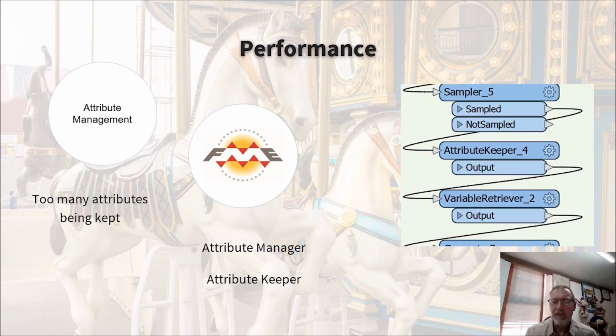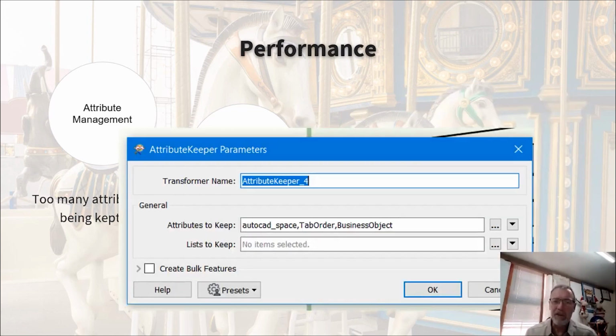So we've literally got tens of the Attribute Keeper transformers throughout that big model, just culling attributes. We'll use the attribute and then cull the ones we don't need, and then set both Attribute Manager, Keeper, and the others. And so in this case, we've got just 3 attributes that we kept. We kept the AutoCAD space. That's an attribute from AutoCAD telling us whether it's in model space or paper space. The tab order for us was its page, and then what business object we were processing. So they're just things that we kept, and they flowed on.